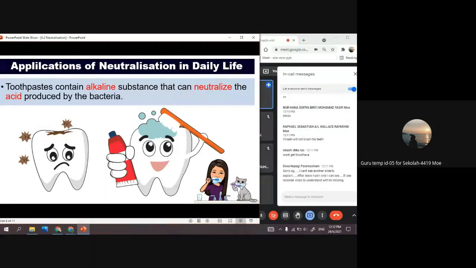So by using alkaline substance, okay, which is in the toothpaste, okay, ada alkaline substance, it helps to protect our teeth from the acid that is corrosive, that is produced by the bacteria. Okay, so acid produced by bacteria tu dah acid. Kalau kita guna toothpaste yang neutral ataupun yang acid lagi, so dia tak boleh neutralize lah, right? Okay.